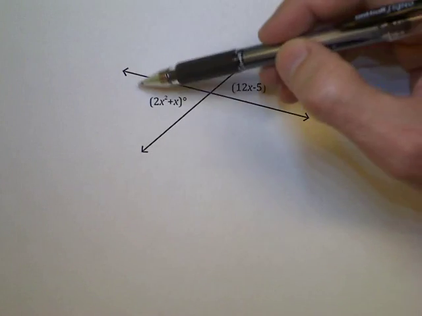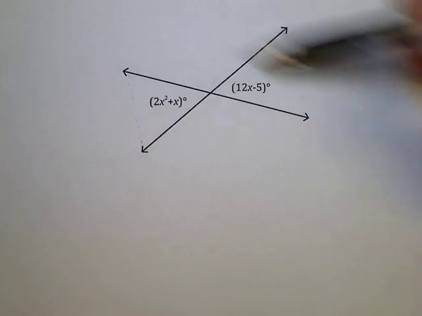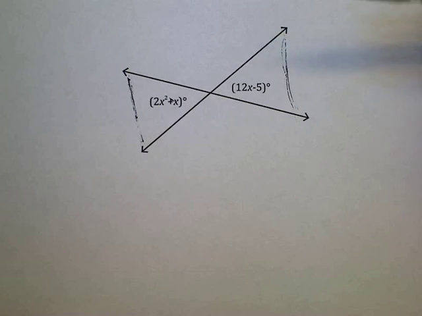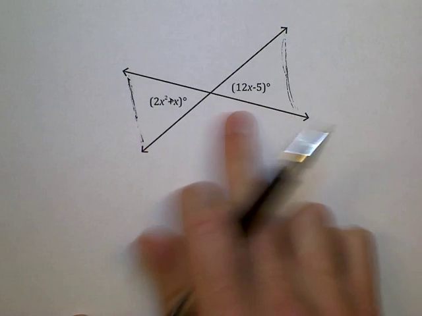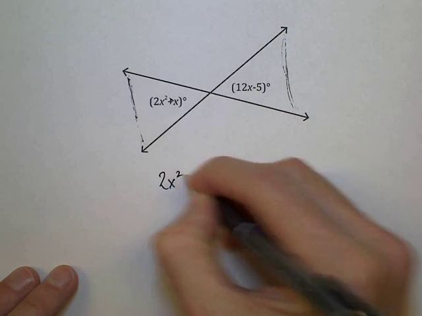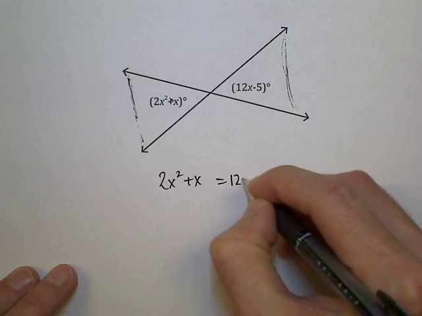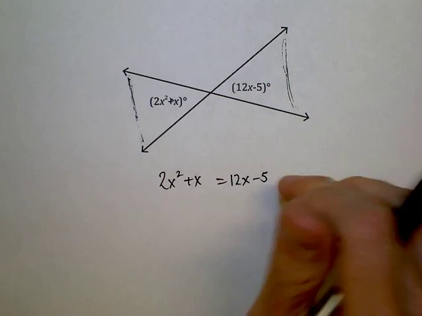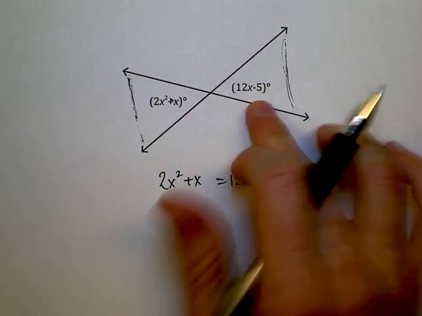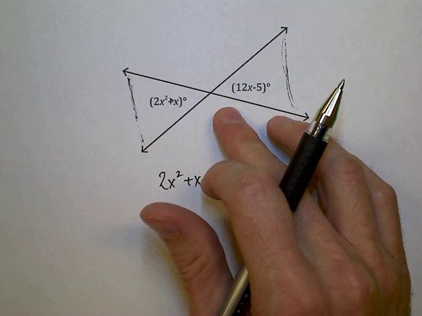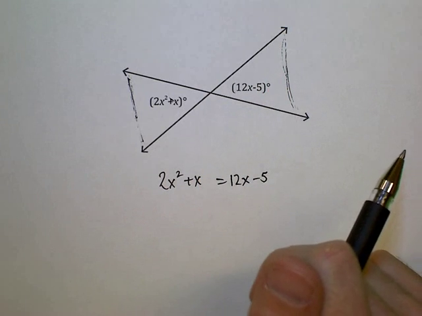Remember, we said that we can think of vertical angles like a bow tie. When you wear a bow tie, you want both sides of that bow tie to be the same. Otherwise, you look like a fool. Anyway, we're just going to set those things equal to each other. So what's the equation going to be? That's right. Sometimes these things are equal to each other, and sometimes they're complementary or supplementary and they add up to a number. This time they're just equal to each other.